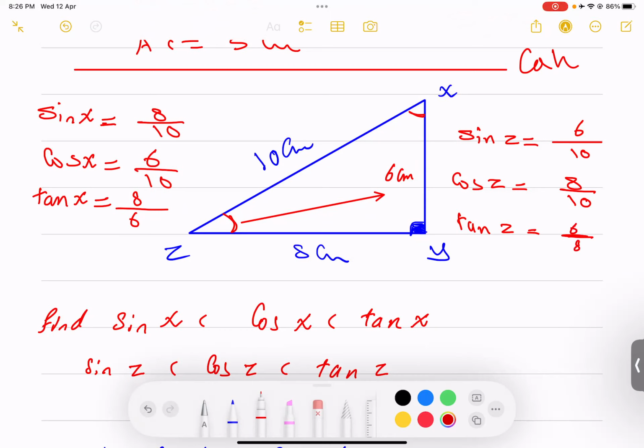So hold on. If you think about it, you will find out that 8 over 10, the sine of x, is going to be the same thing as cosine of z. Yeah.